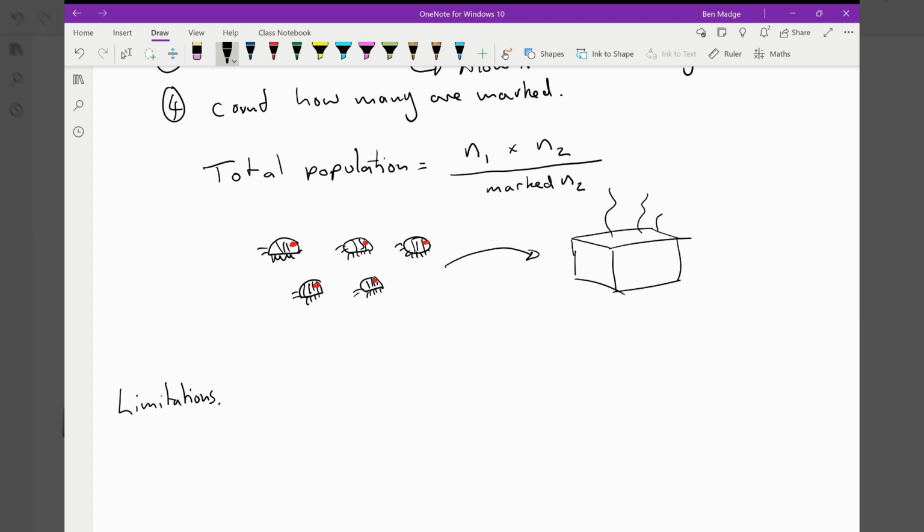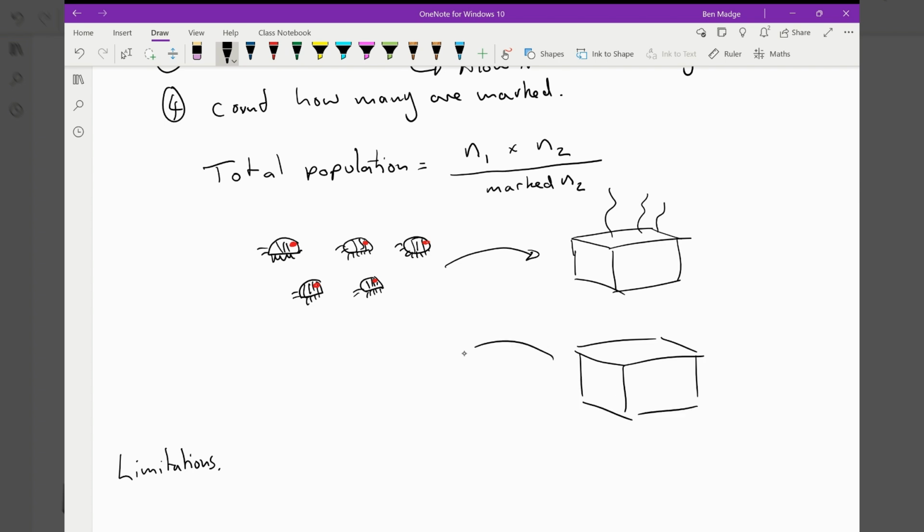It smells, it's a bit hot. I then come back a week later, or 24 hours later, or 48 hours after a delay, and out of my compost heap, I capture another 5 woodlice. 1, 2, 3, 4, 5, and on the 5th one I find that it comes with one of my red pen marks.